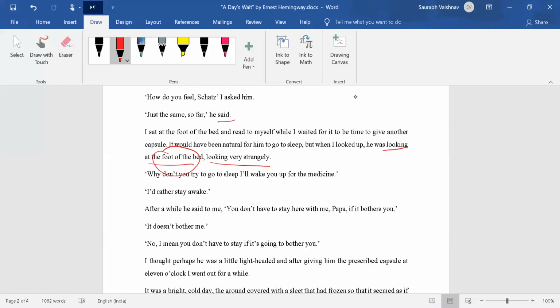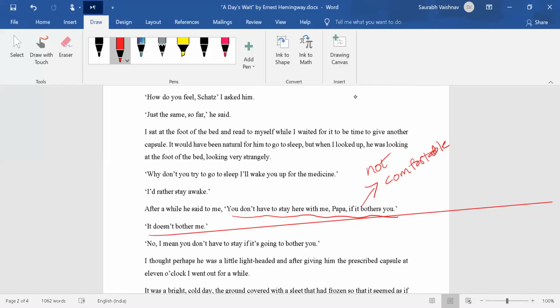Why don't you try to go to sleep? I will wake you up for the medicine. So Shads' father said, go to sleep, take some rest, and I will wake you when it is time to give you the medicine. I would rather stay awake, said Shads. After a while, he said to me, you don't have to stay here with me, Papa, if it bothers you. Bothers meaning if you are not comfortable. If you do not feel okay, you do not have to stay with me, Papa.